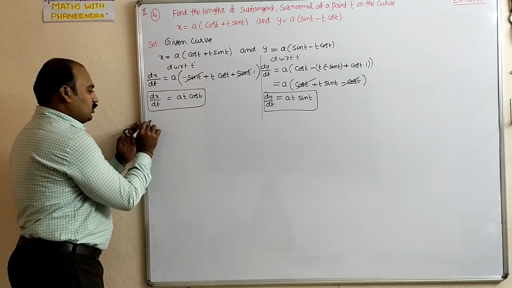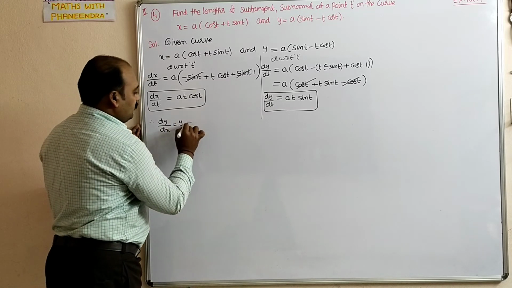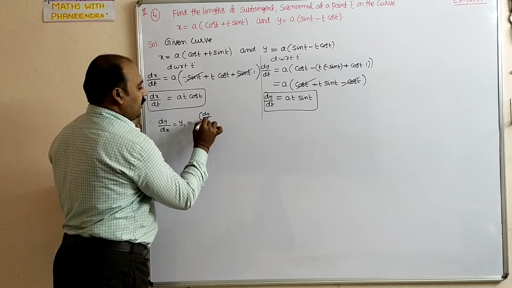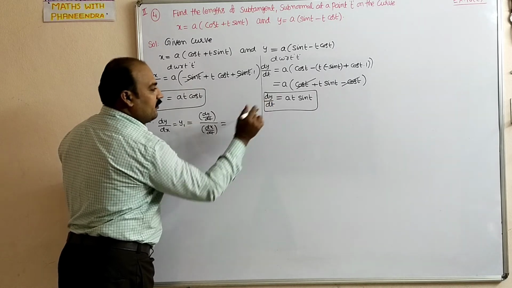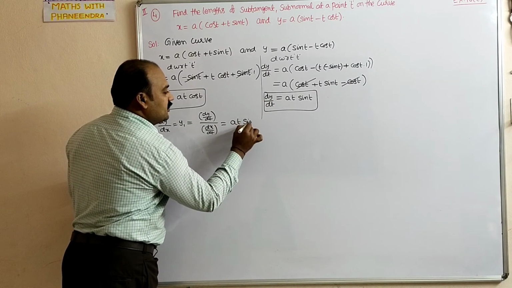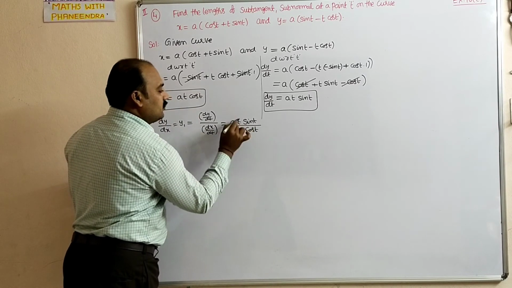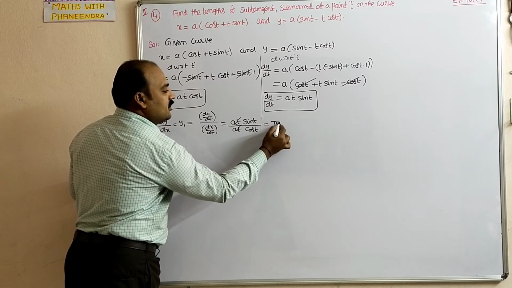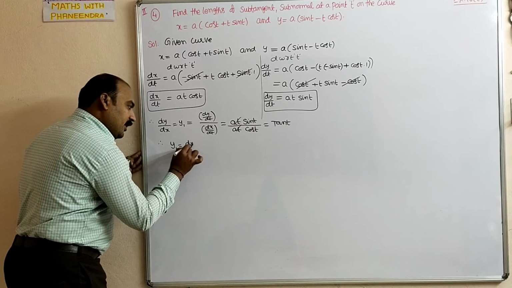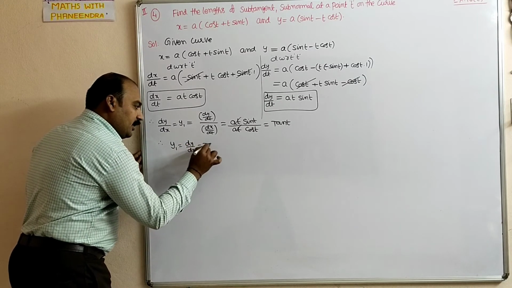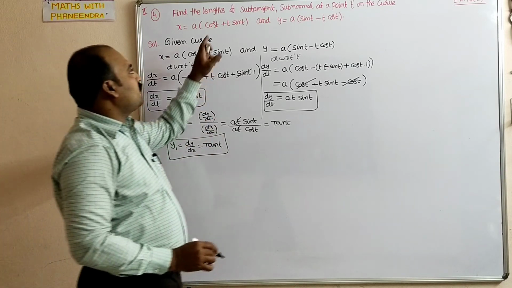Therefore dy by dx, which is y1, is equal to dy by dt divided by dx by dt. The value of dy by dt is a t sin t, divided by dx by dt, which is a t cos t. So a t gets cancelled, and sin t by cos t is tan t. Therefore y1, equal to dy by dx, equals tan t. After getting the value of y1, come to the first question.